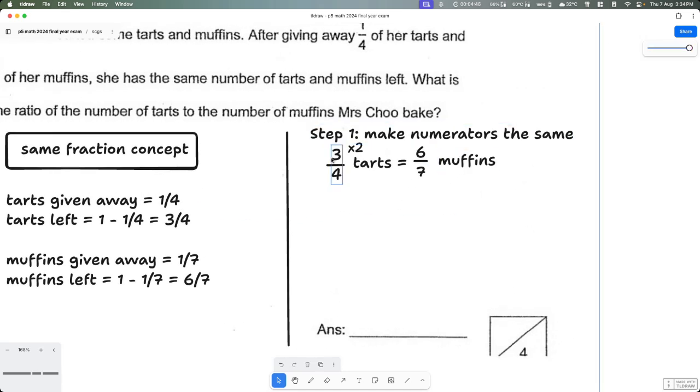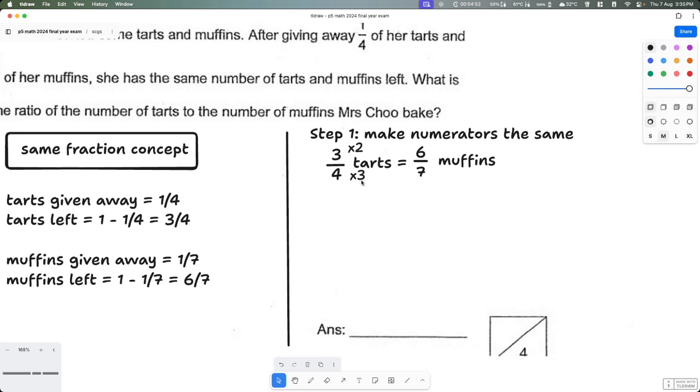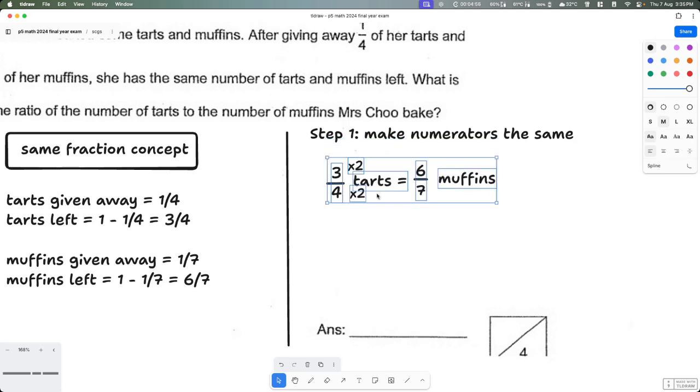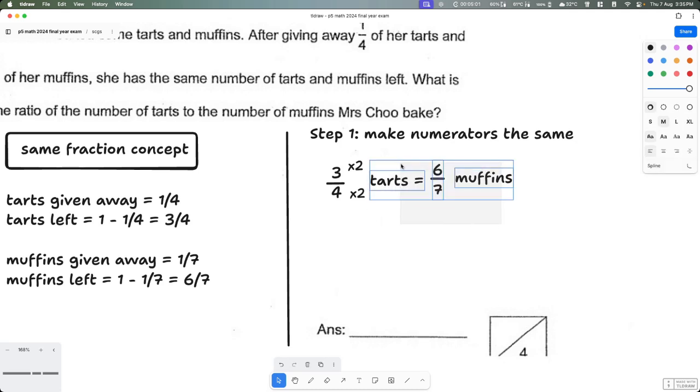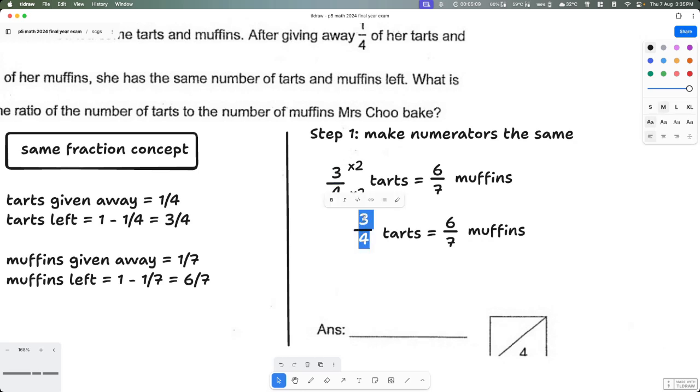With that, we also need to multiply the denominator as well, by 2 and not 3. So in this case, the tarts will then become 6 out of 8.